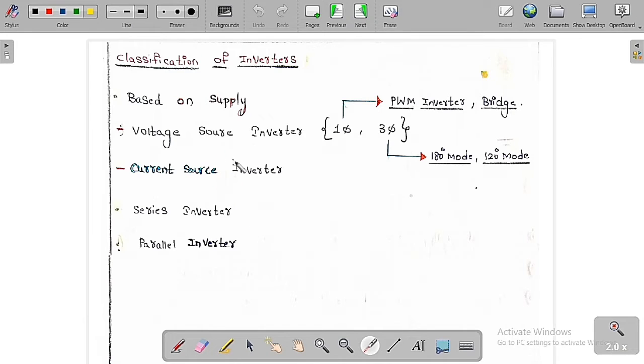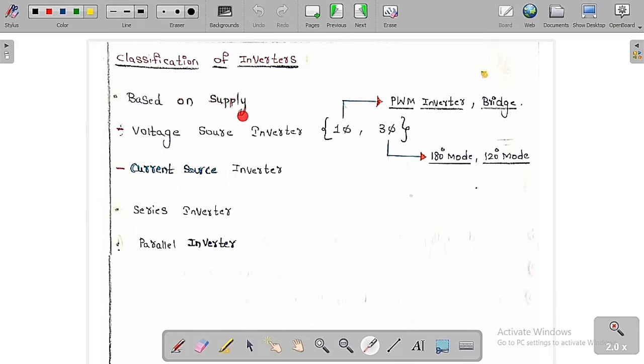Based on supply, we are going to classify two types, and the remaining two are the series inverter and the parallel inverter. So overall, there are three classifications: based on supply, series inverter and parallel inverter. Based on supply, we classify into two types: voltage source inverter and the current source inverter. So the classification of inverters is done in three types.